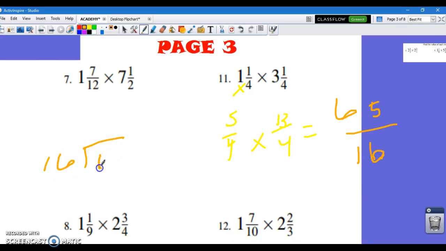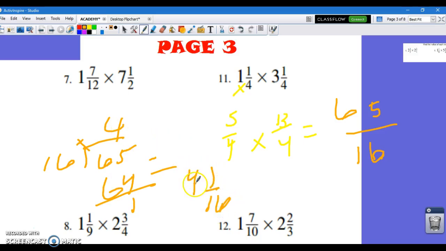Cannot leave it top heavy, so we're going to change it to a mixed number. 16 will go into 65 4 times. 16 times 4 is 64, leaving 1 left over. So the answer for this is 4 and 1/16. That's for that one.